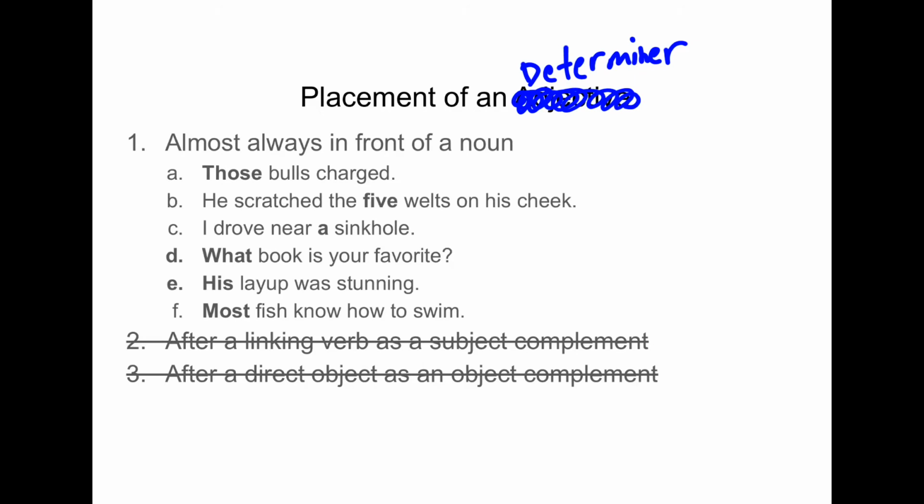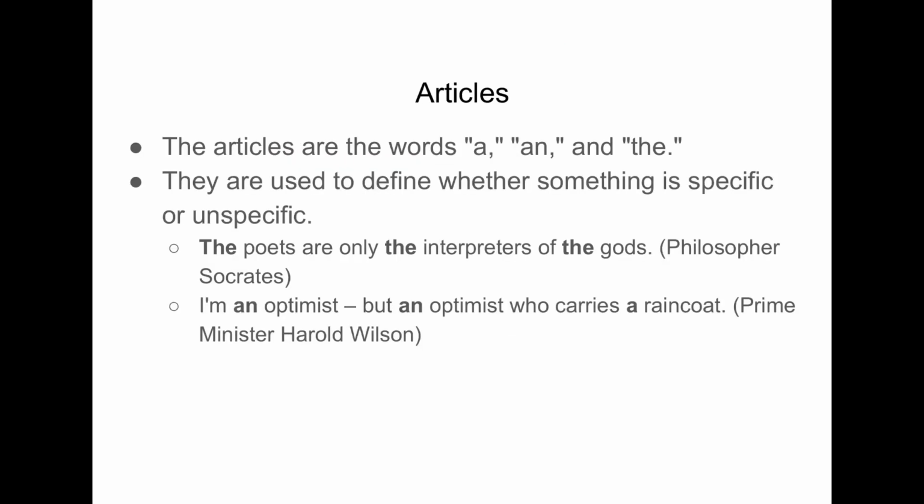The placement of a determiner will always be in front of a noun, as in those bulls, or 5 welts, or a sinkhole, or what book, or his lamp, or most fish. The subject complement or object complement will never be a determiner. It just doesn't work. So articles are the words a, an, or the. They are used to define whether something is specific or unspecific, as in the poets are only the interpreters of the gods versus I'm an optimist, but an optimist who carries a raincoat.